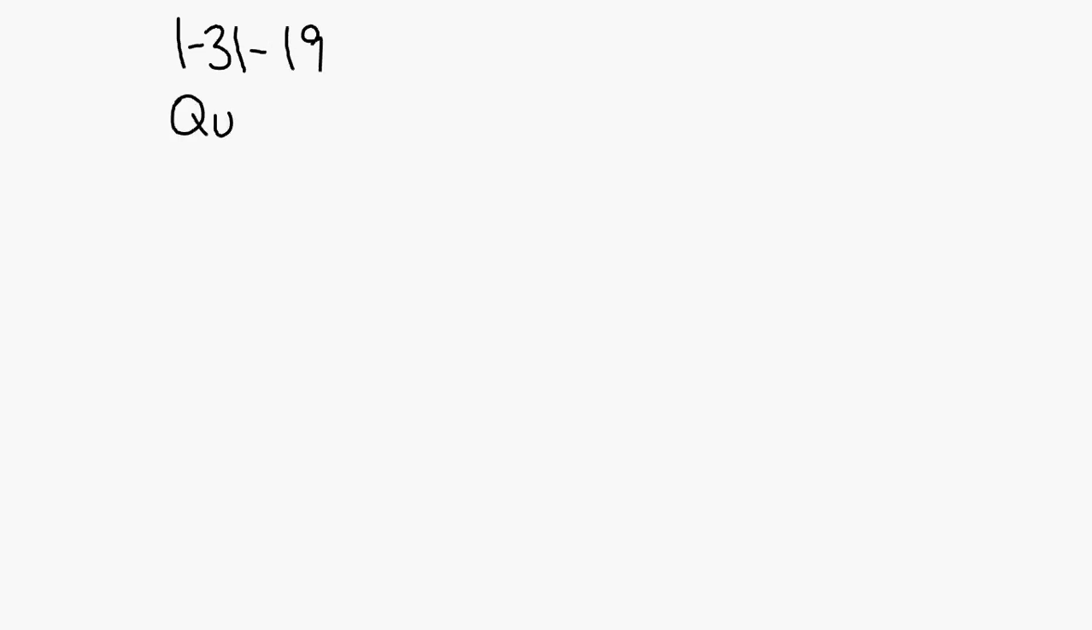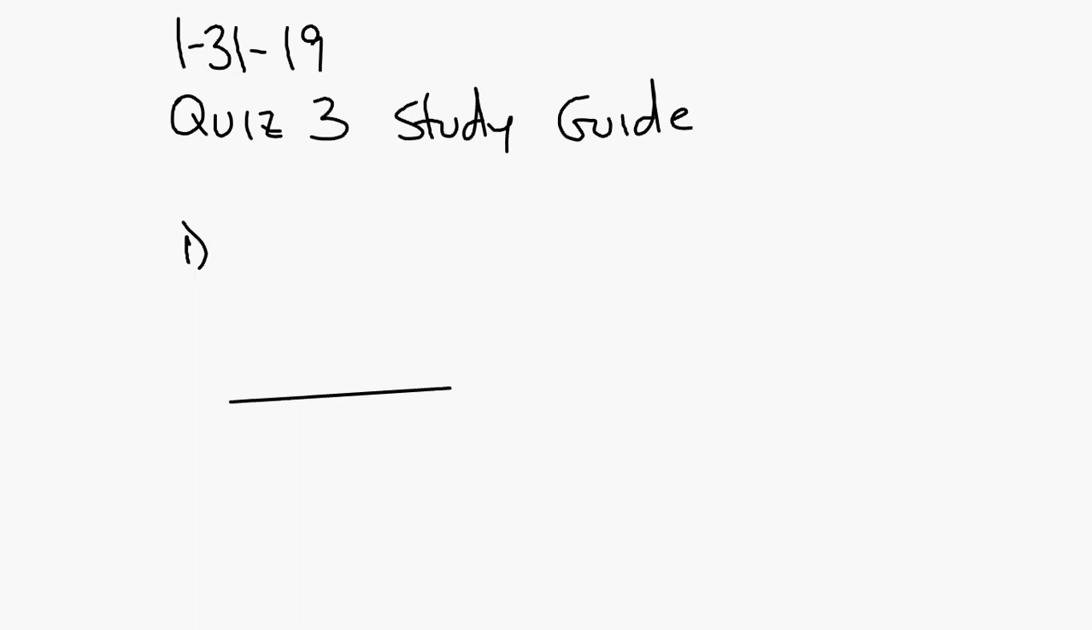This is Quiz 3, Study Guide. Number 1 says to find the length of the missing side, leave your answer in simplest radical form. You can scratch that out. We're going to round everything on the study guide today and on the quiz tomorrow to the nearest tenth. Okay?